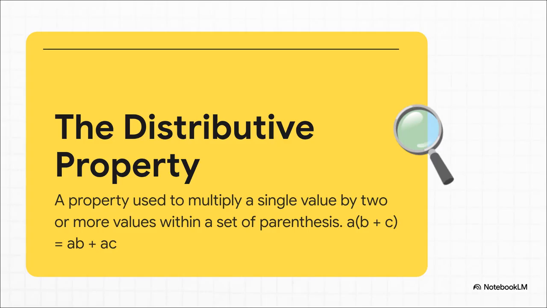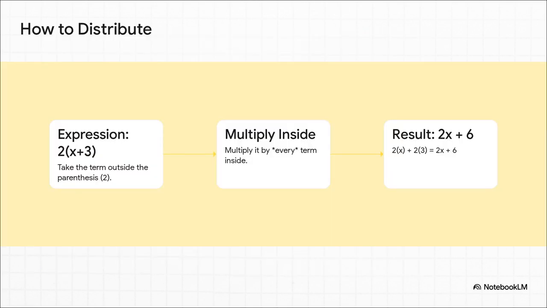And then there's the distributive property. This one is a huge deal. It tells us exactly how to handle multiplication when you've got a sum trapped inside parentheses. The basic rule is a times (b plus c) is the same as a times b plus a times c. Let's see how that actually works.